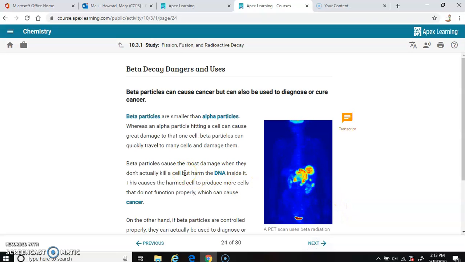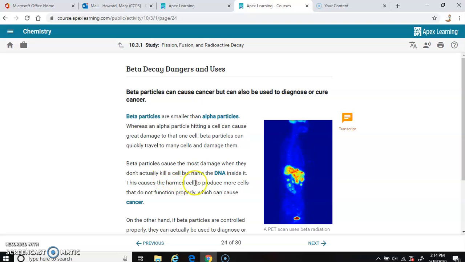Okay, so there are dangers and uses. Beta particles can cause cancer, but they can also be used to diagnose or cure cancer. So pluses and minuses. They're smaller than alpha particles. It's just an electron, so they can quickly travel to many cells and damage them. We know an alpha particle can hit one cell and cause great damage to that one cell, but beta particles can travel to many cells and damage them.